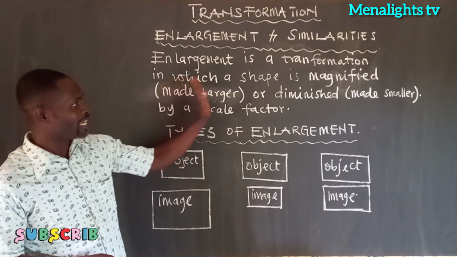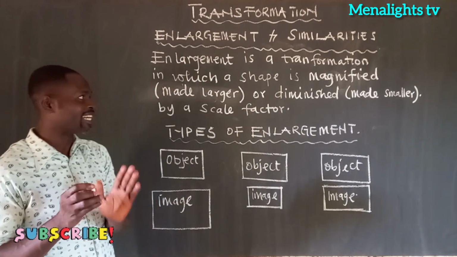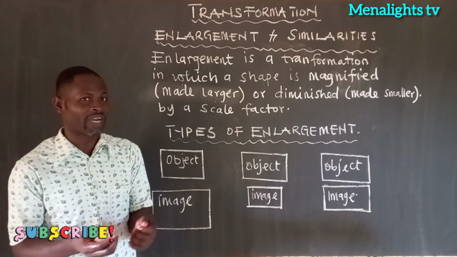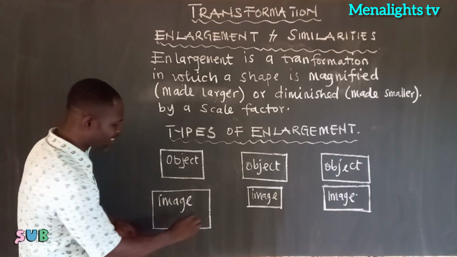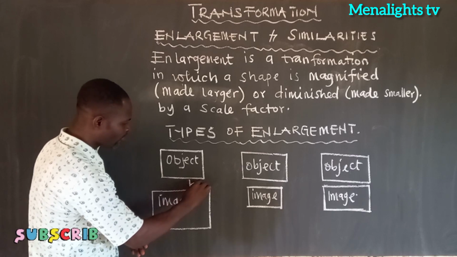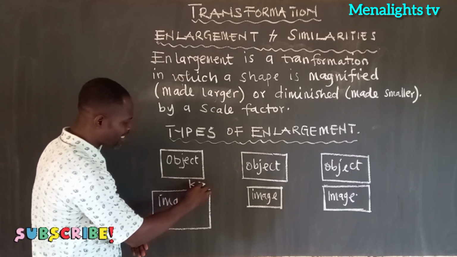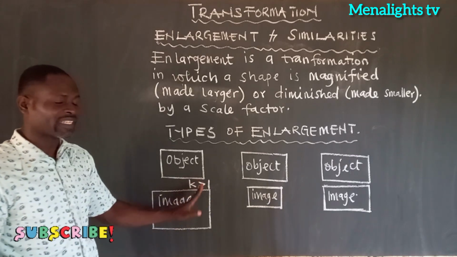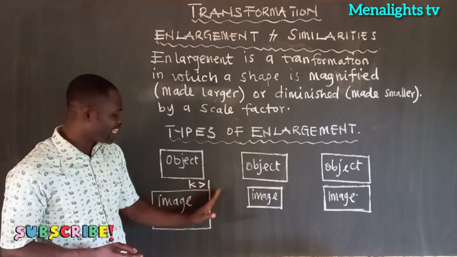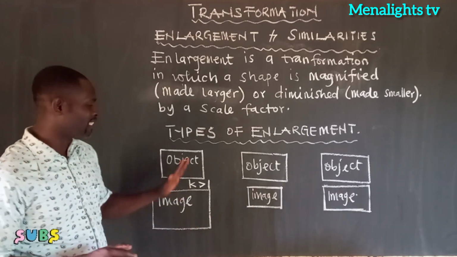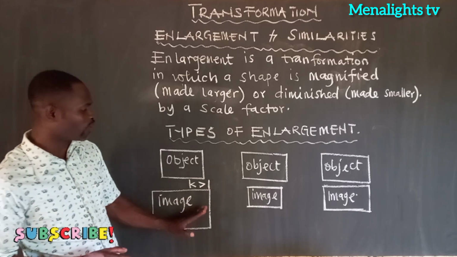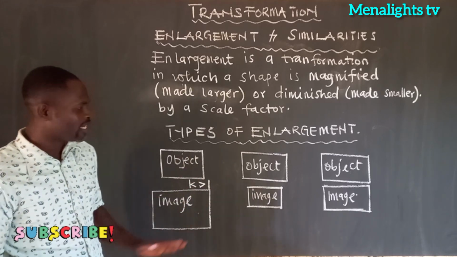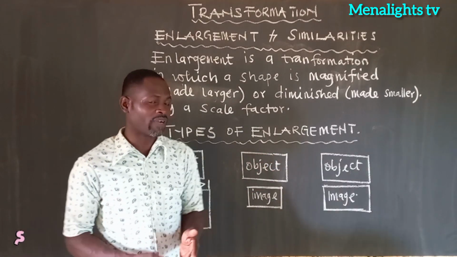Here the image is bigger than the object. So this is a type of enlargement in which the shape or the object is magnified, or made larger. In this case, we can say that the scale factor K is greater than 1. When the scale factor is greater than 1, the image is bigger than the object. Now let's look at the second type of enlargement.